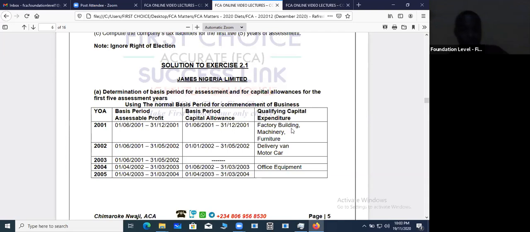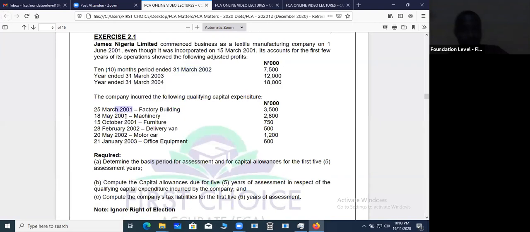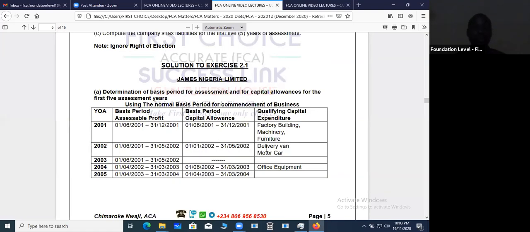Now look at the assets you bought in those periods. This was bought in March, even before the business started. This was bought in May 2001 before the business started. This one was bought in October after the business has started. So you can see the 3 of them here.